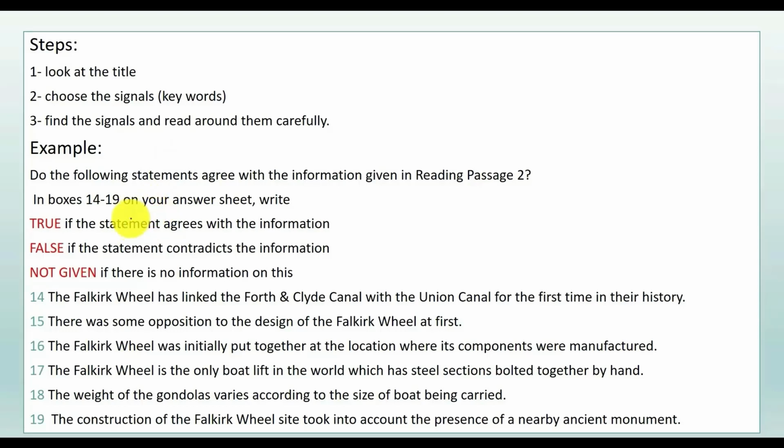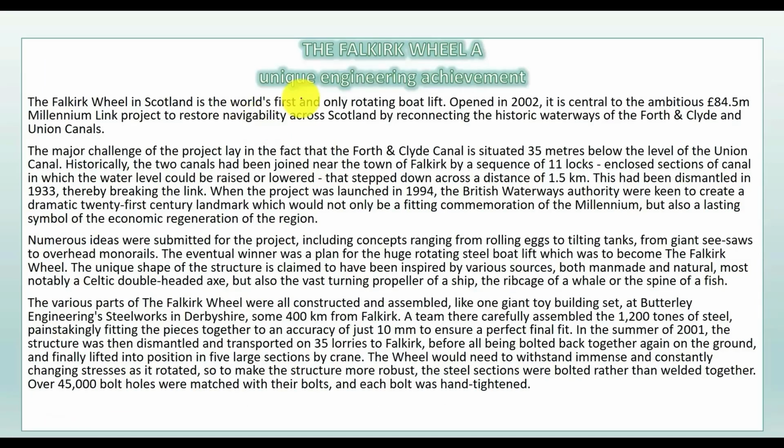Now let's start our example. Do the following statements agree with the information in reading passage 2? It's reading passage 2 and it's going to be a little bit difficult compared with reading passage 1. In questions 19 to 21, true, false, and not given. Now let's just look at the title. The Falkirk Wheel, a unique engineering achievement. It's about something about the wheel.